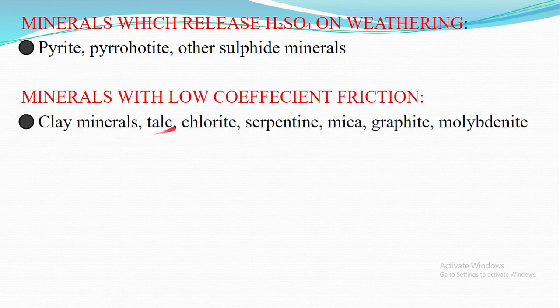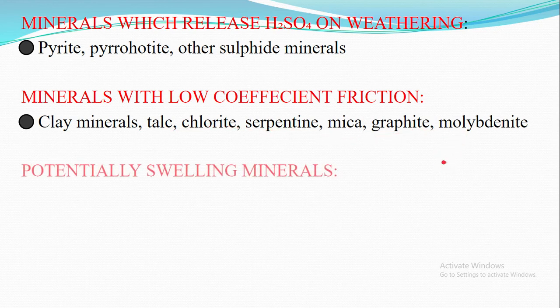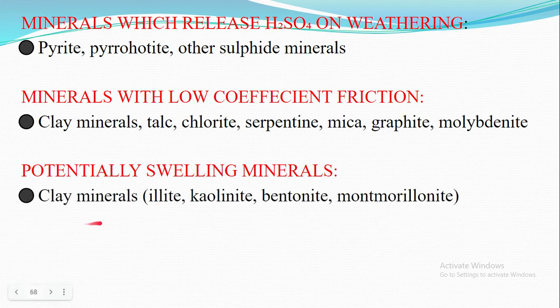Clay minerals, like some chlorite, then mica. These minerals have low coefficients of friction. They are swelling minerals, as we discussed; clay minerals are mainly swelling minerals. Illite, kaolinite, montmorillonite is more swelling because of the impermeable nature. They are porous but impermeable, so they will show this.